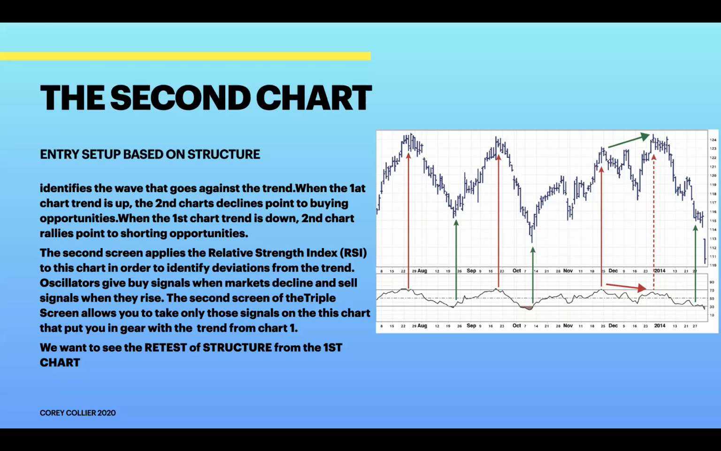right? The second screen applies the relative strength index, okay? And this is applied in order to identify deviations from the trend. Oscillators give you buy signals when markets decline and sell signals when they rise. The second screen of this system, guys, allows you to take only these signals on this chart that puts you in gear or in alignment with the trend from chart one. This is what I'm trying to tell you guys. We want to see the retest of structure from the first chart. And we see that happen on this second chart. And once we see that happen, we go to our lower time frame to react.